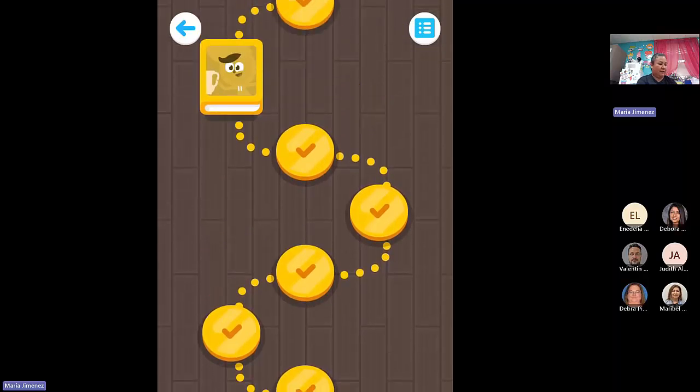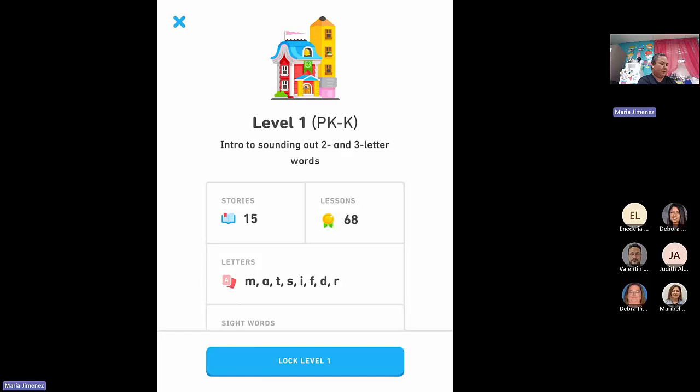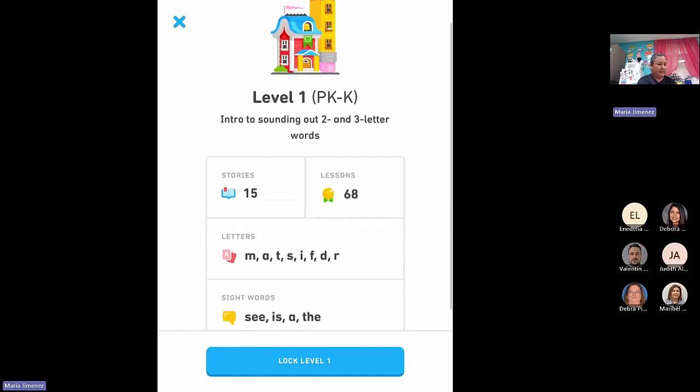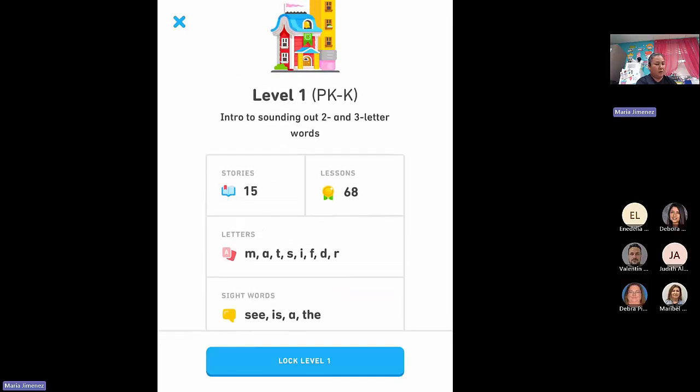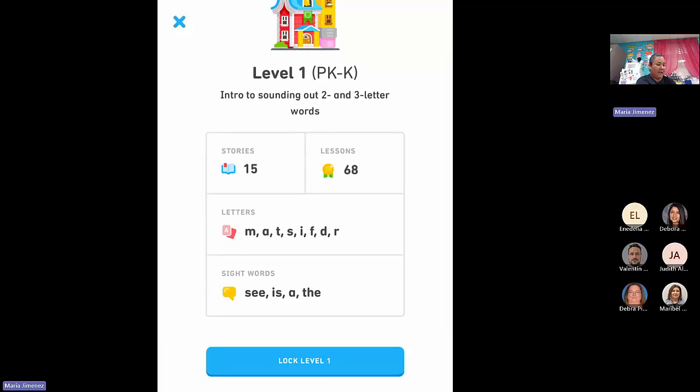Here's the reading. Let me see if I'm able. So here, this is level 1, this is what it's targeting: intro to sounding out 2 and 3 letter words. You have 15 stories. There's a total of 68 lessons. And these are the letters that they're going to target: M-A-T-S-I-F-D-R. And then you have your sight words: C, is, a, and the.